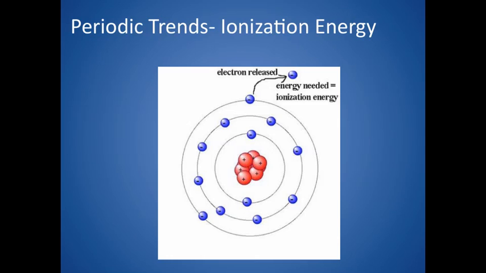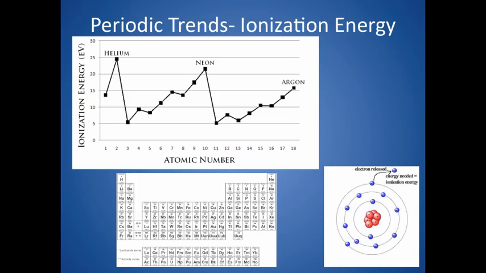So the trend itself that we'll be looking at is represented here, and so we'll take a moment here to dissect this graph. The helium, neon, argon, those are shown to give you some perspective here. Notice ionization energy versus atomic number. So these are the first 18 elements. So number 1 would be hydrogen, 2 helium, 3 lithium, and so on. Then you've got carbon, boron, all that. And I put the periodic table down here for reference.